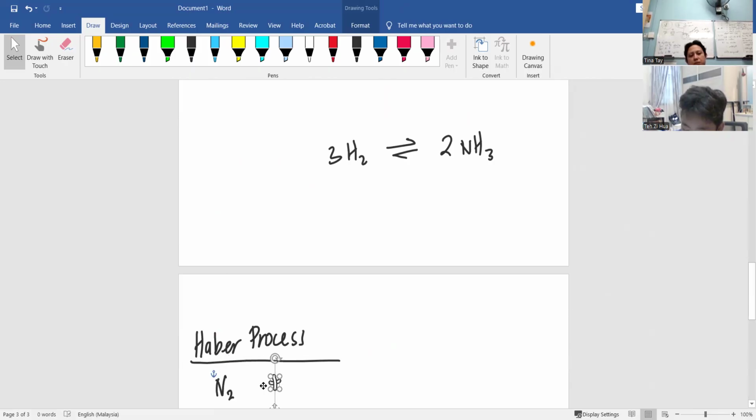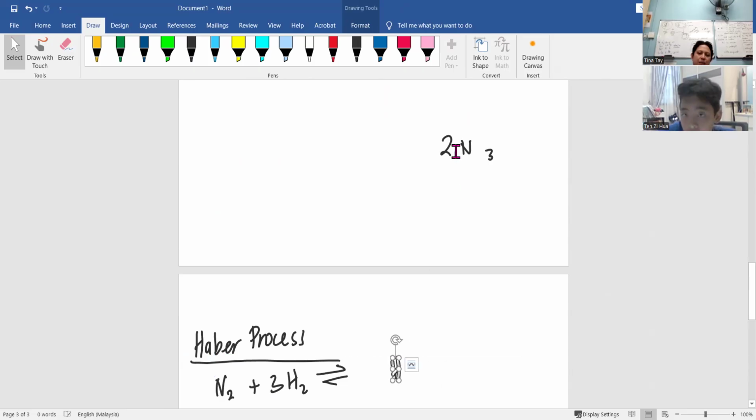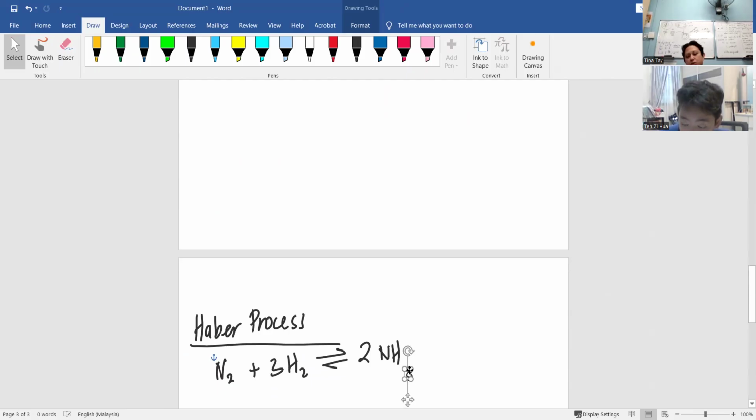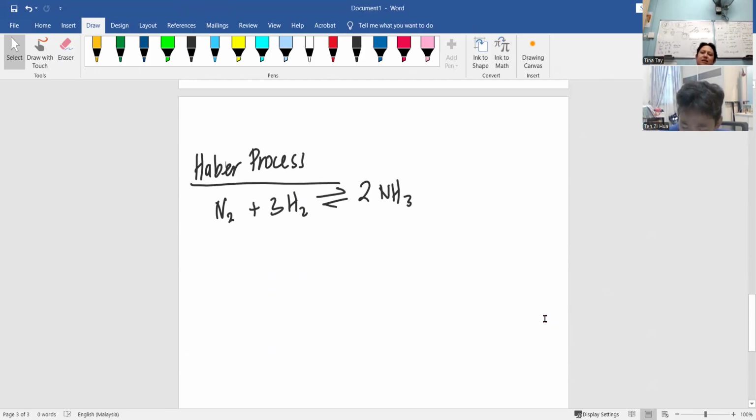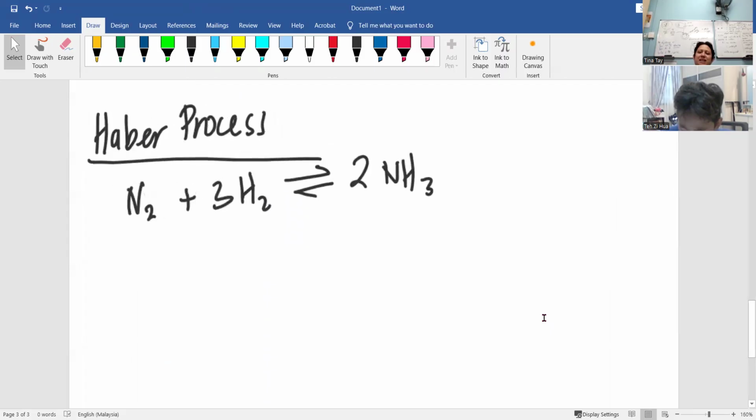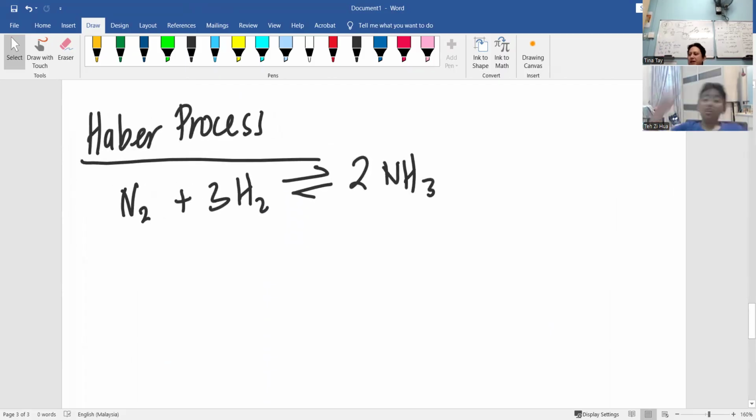Okay, we already know that the forward reaction is exothermic, right? So should I use high temperature or low temperature to get a high yield, a high percentage of ammonia? Low temperature. But if I do low temperature, my rate is too low. High temperature? But then at high temperature, my yield is too low. So they compromise.